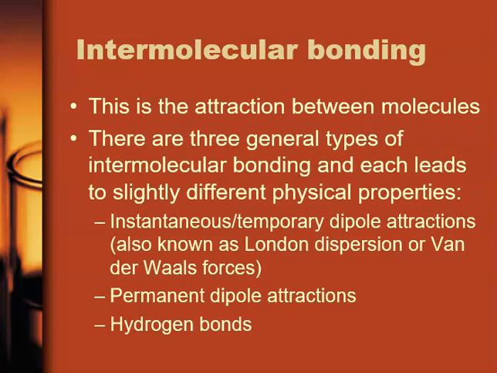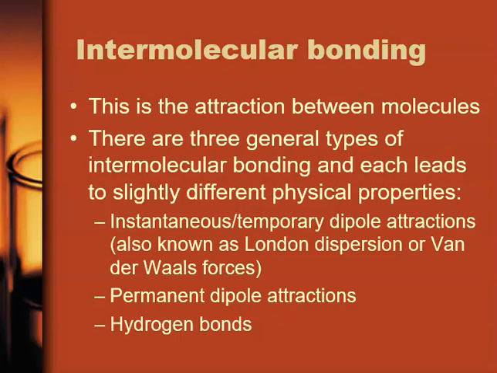So, the intermolecular bonding is the attraction between molecules. Now, they can be 2 molecules of the same type, or they can be 2 molecules of a different type, which is particularly important with solubility. So, for example, if we're looking at a container of water, then we're considering purely the interaction between the water molecules. If you're considering the solubility of a different substance in water, then you'll be considering the bonding that occurs between that substance and water molecules.